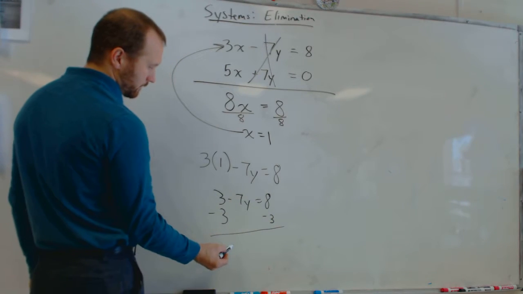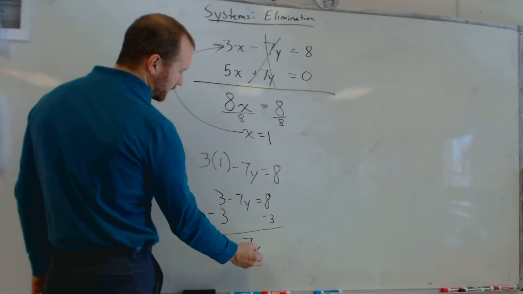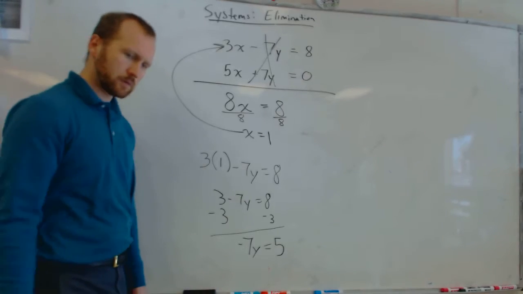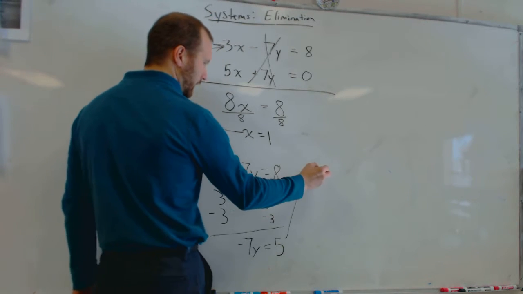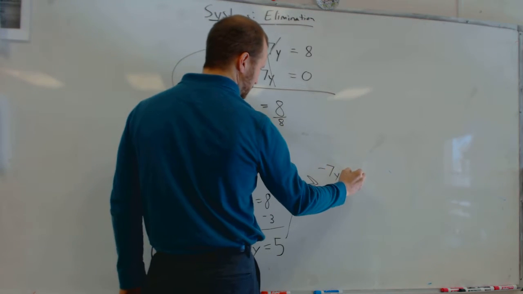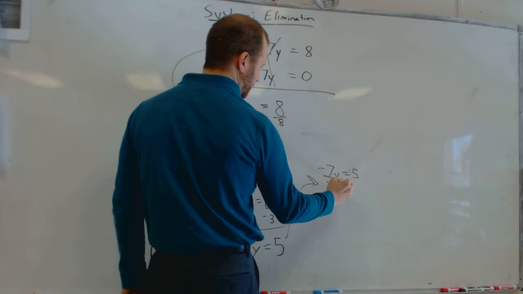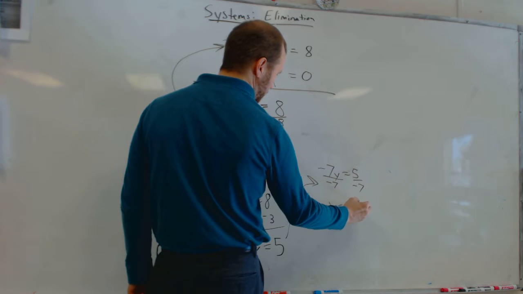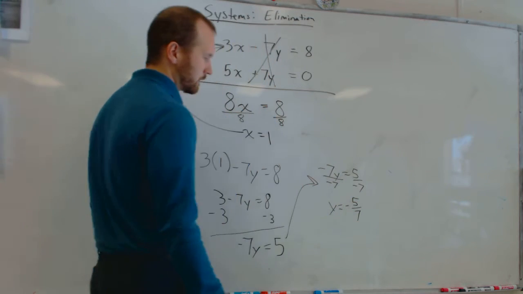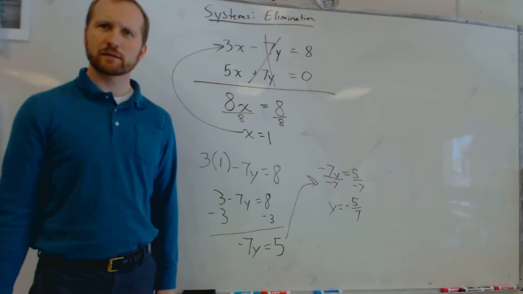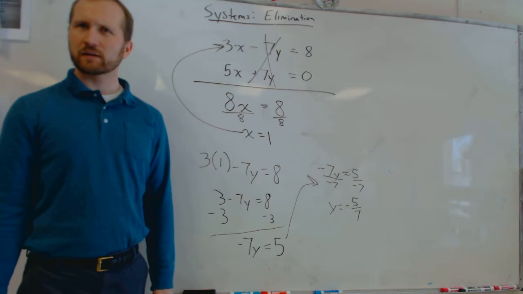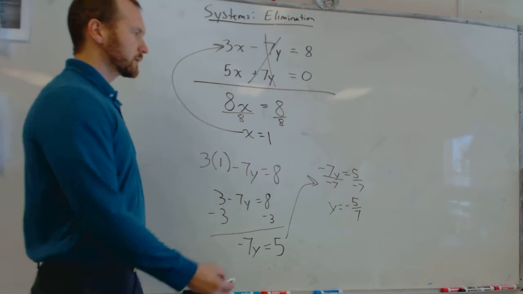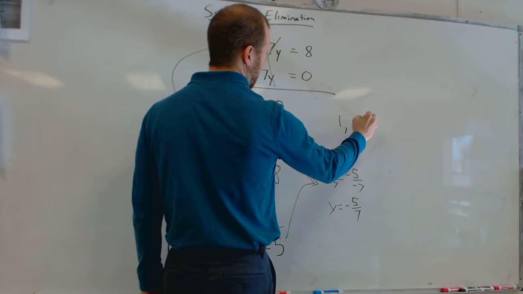And then you have negative 7y. Negative 7y, very good. Equals 5. And then you have to divide by 5. Divide both sides by 5. No, divide both sides by negative 7. Oh, divide both sides by negative 7. So y, we'll just leave it as a fraction, equals negative 5/7. Wait a second. Is that possible? Can y be a fraction? Yeah, that's fine. So we've got 1, negative 5/7.